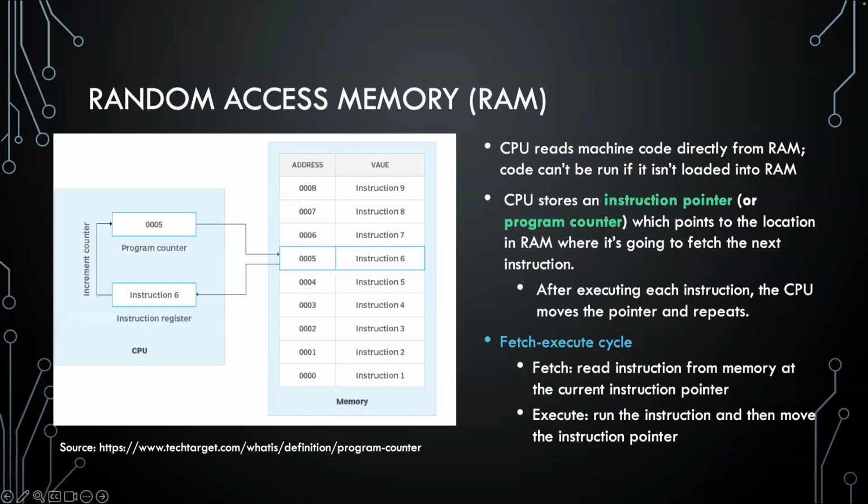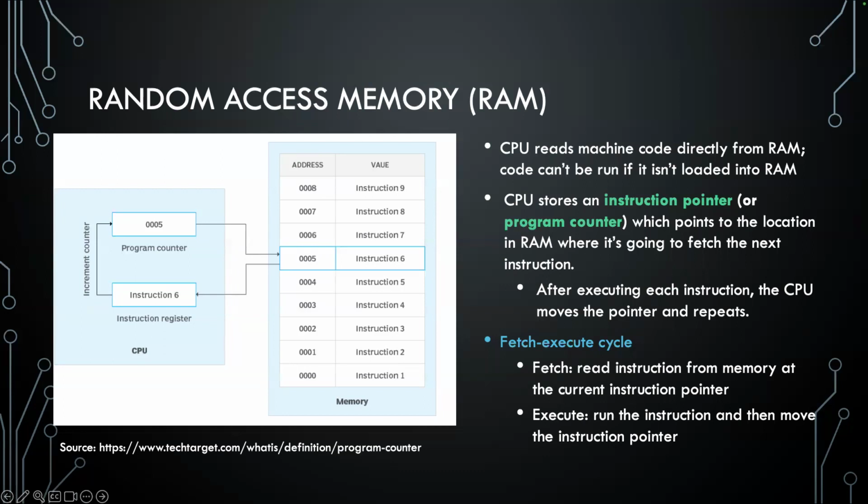Okay, so the CPU is going to read this machine code directly from RAM, but that code can't be run unless it's loaded into RAM, right? So it has to be there, it has to exist. And so how is your CPU going to access that? Basically, there's something called an instruction pointer, and the instruction pointer and the program counter work together. That's going to point to the location in RAM where it's going to fetch the next instruction.